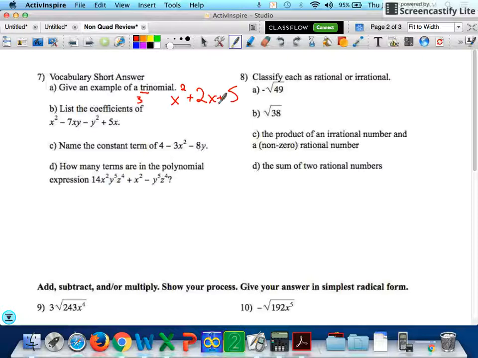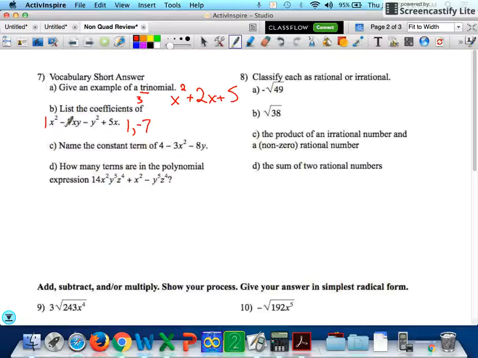B says list the coefficients of this polynomial. This polynomial has 4 pieces, so we've got to list all the coefficients. A coefficient is a number in front of a variable, even when it's hidden. What I mean by that is, look here. This first variable doesn't have a coefficient, but it does. It's a 1. So that's our first coefficient.